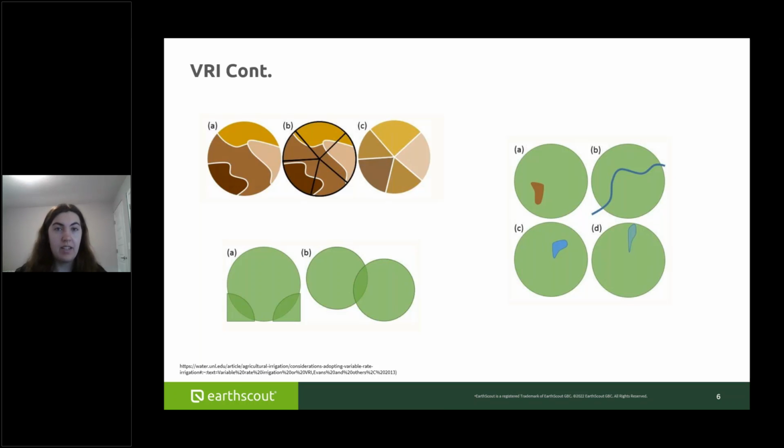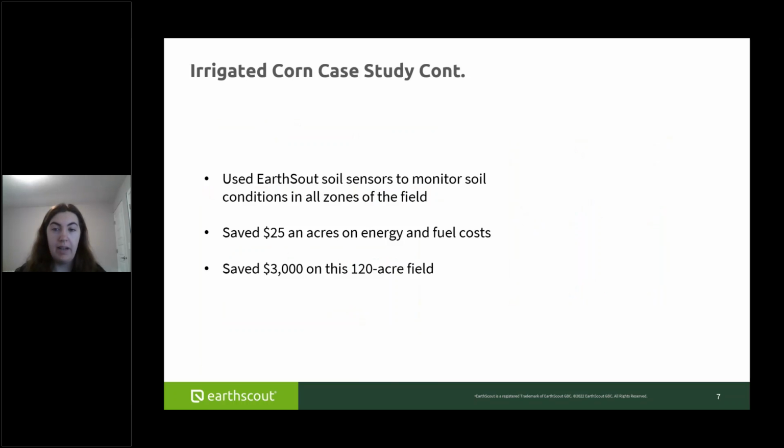And that's what this corn case study was all about. So a little bit more about the corn study. The grower's field was a 120-acre circle, and it was split into 8 zones. In every zone, there were 2 EarthScout units, placed to gather soil moisture data. 2 of those 8 zones were used as a control, and their water was applied according to the grower's traditional methods, which did not depend on the EarthScout data.